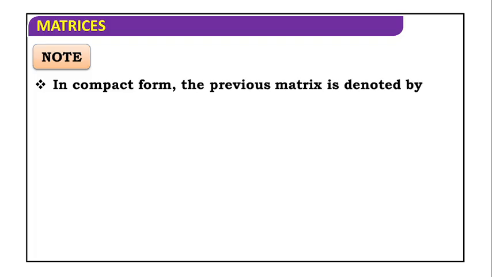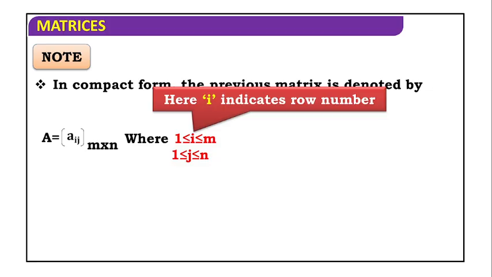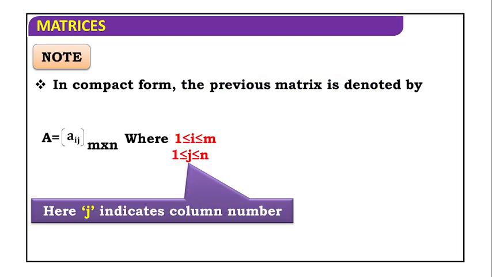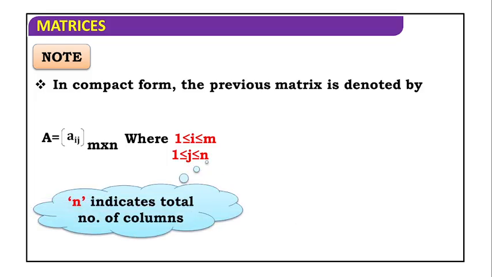Note this point. In compact form, matrices are denoted by A equals a_ij, m cross n, where i represents the row number and m represents the total number of rows present in the matrix, and j represents the column number and n indicates the total number of columns.